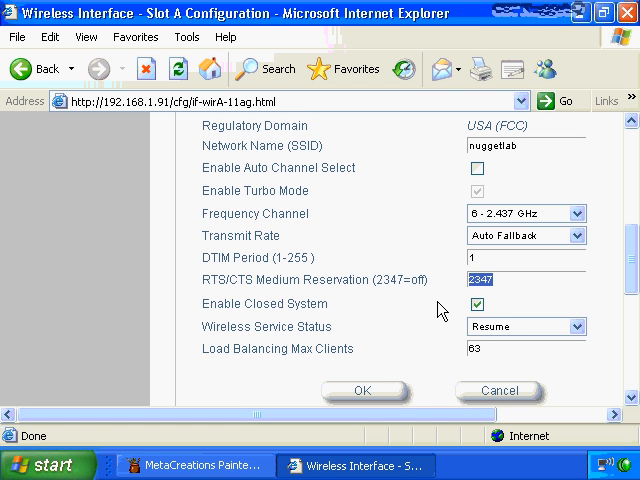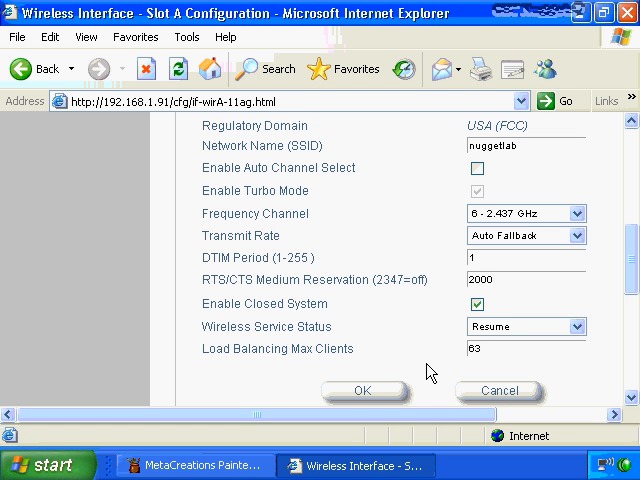So if I type in, say for example, 2000, RTS-CTS would have a threshold of 2000, meaning that it would not be used unless the packet size was 2000 or larger, 2000 bytes or larger. So again, in this example, 2000 bytes would be the threshold, or the trigger point, if you will, for using RTS-CTS to send frames over the wireless medium.